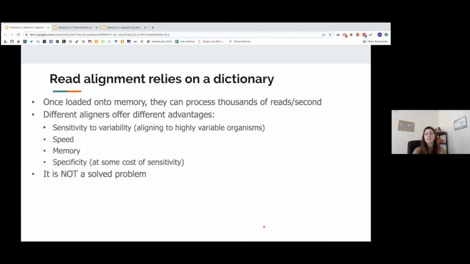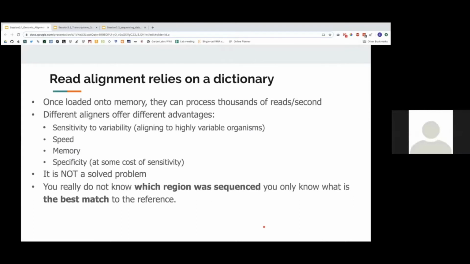And this is by no means a solved problem. There are always new alignment algorithms showing up. So you shouldn't assume that the one you're using now is the same one you're going to be using 5 years from now, although some of them have become quite staples in our arsenal for pipelines, and they are still some of the best to solve this problem.